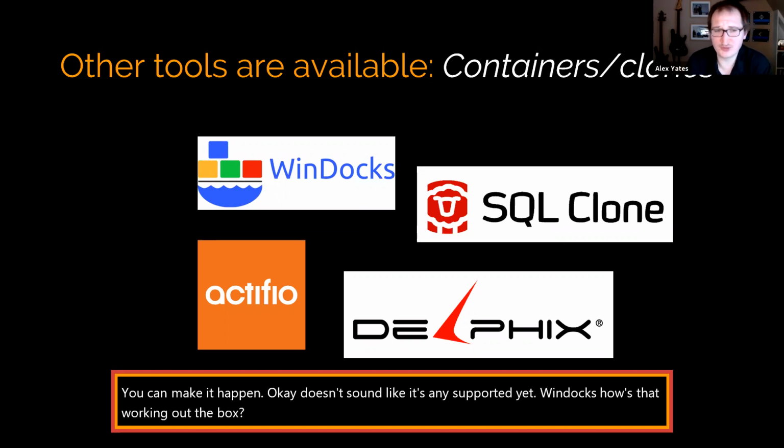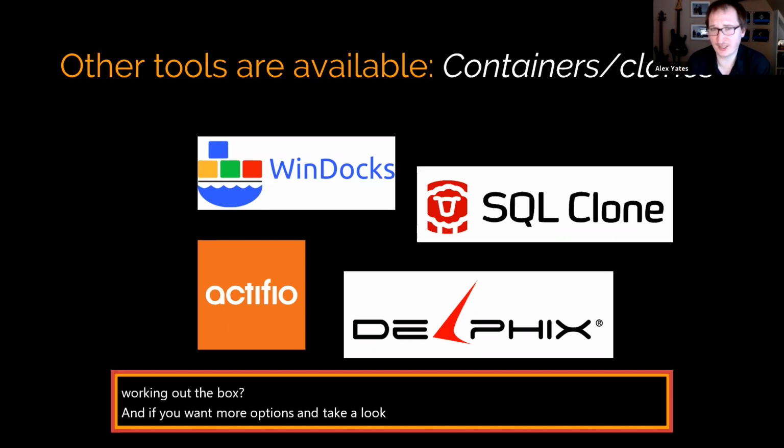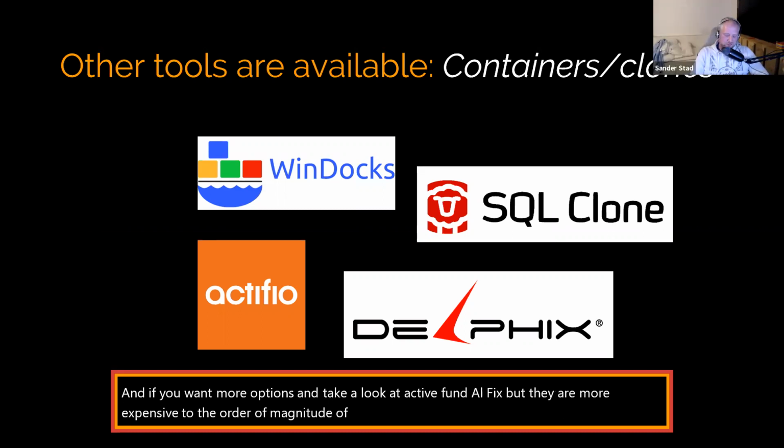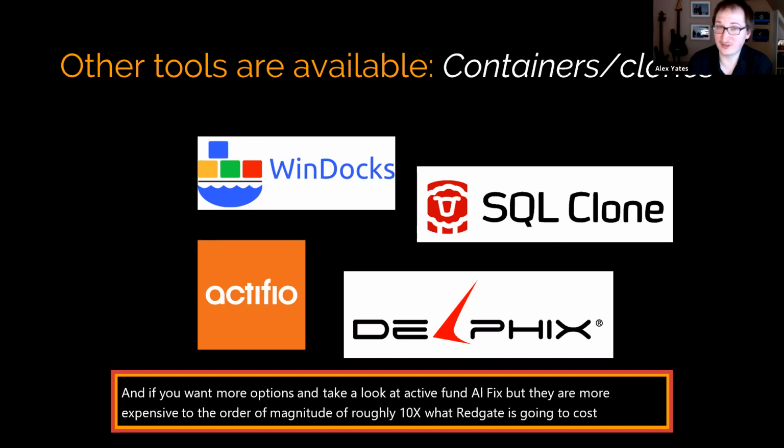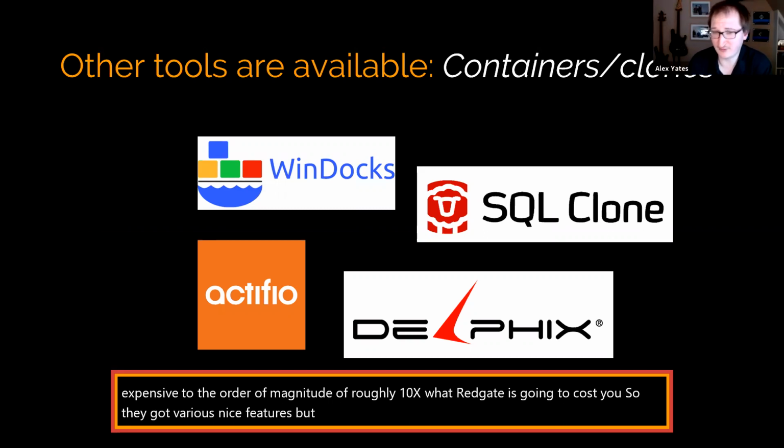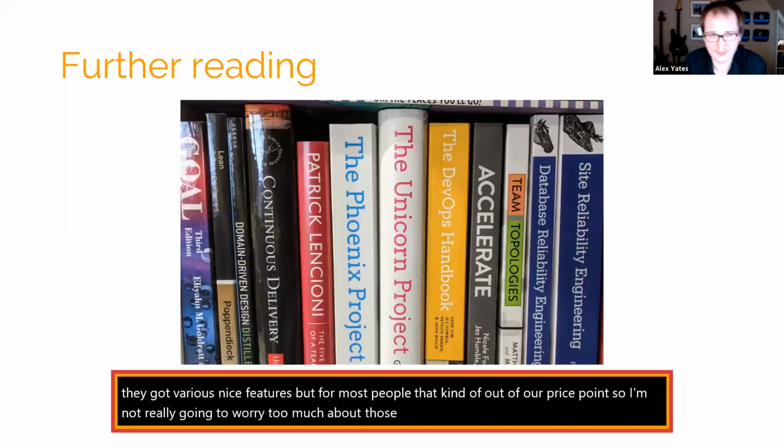And if you want more options, take a look at Actifio and Delphix, but they are more expensive, on the order of roughly 10x what Redgate is going to cost you. So they've got various nice features, but for most people, they're kind of out of our price point. So I'm not really going to worry too much about those in this, other than to say they're there.